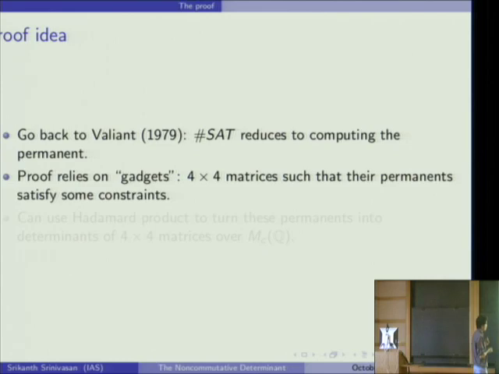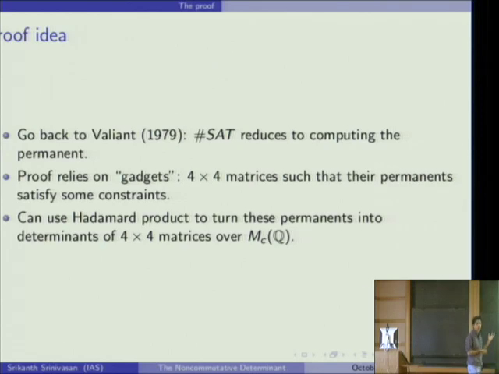But what you can do is you can show that there are such gadgets with the permanents satisfying all these identities. But that's great, because we can turn these gadgets into small determinants of small constant size matrices using a Hadamard product trick. So we can just stare at these gadgets and turn them into small determinants, and then what we will be left with is a large determinant of small matrices.